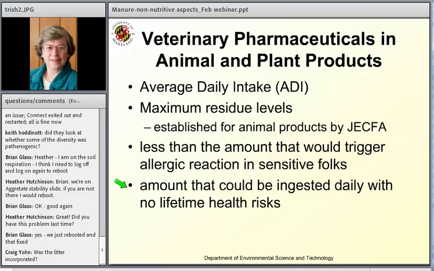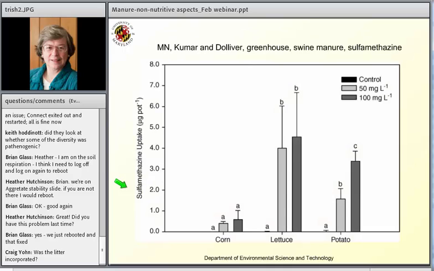So they certainly want the amount that we would consume in our food to be less than would trigger allergic reactions and less than that would cause long-term lifetime health risks, kind of like the MCL in water. Right? Okay. So there's a group of scientists in Minnesota that have done a huge amount of work on this. They're at the University of Minnesota. And here's just one study they looked at.